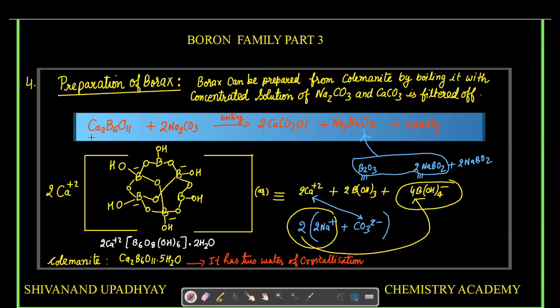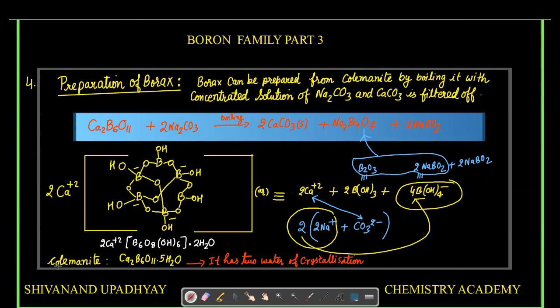So this is colemanite, and colemanite is reacted with Na2CO3 solution, and this reaction is taking place at higher temperature. We are boiling these two in the same solution, and there is a formation of precipitate of calcium carbonate and borax is formed. Along with borax, there is sodium metaborate. So now let us try to understand how these things are taking place.